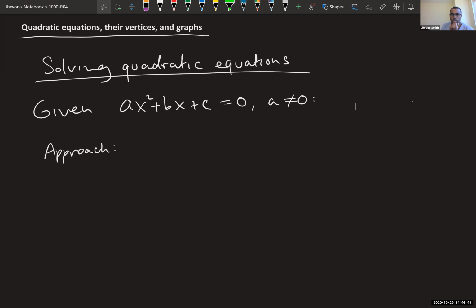How would you actually approach it, if I gave you a quadratic equation and asked you to solve that equation? You can factor out to find the x-intercepts. Okay, so you can factor the left side. Okay, and after you factor, what would you do?